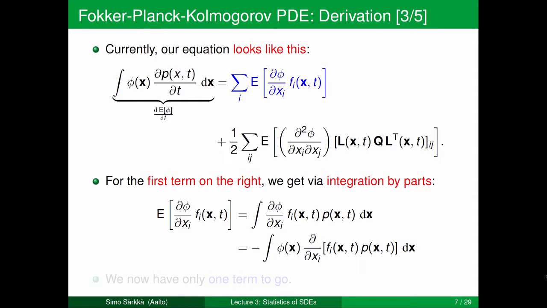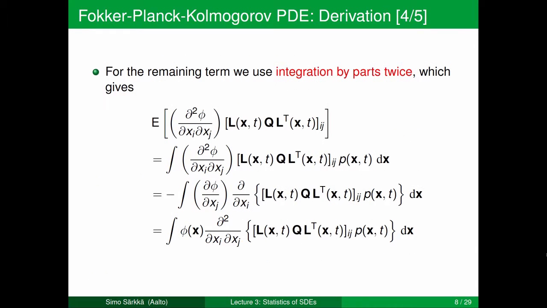As we saw in the previous slide, the integration by parts formula in this case just changes the differentiation from the left-hand term to the right-hand term, and then we add another minus in front. So in our case, we take the differentiation away from phi and move it to the term fi times p, which gives this result. So now we only have one term to go. For the remaining term, we will use the integration by parts formula twice.